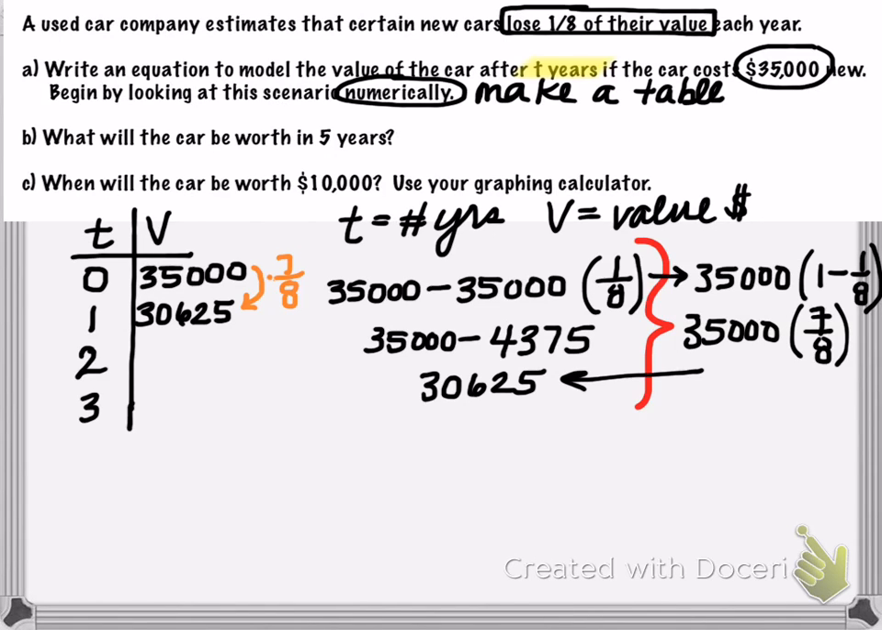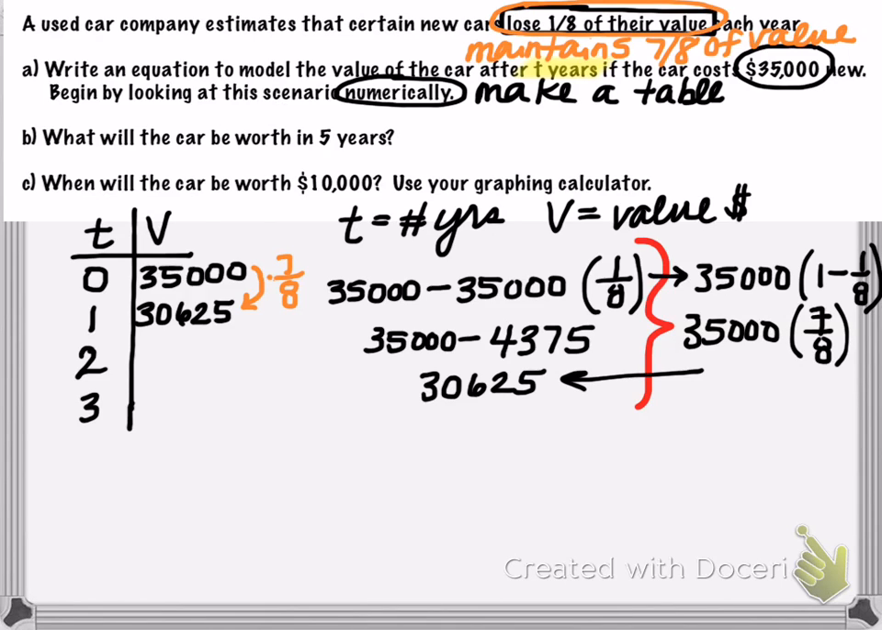So another way to think about this is to go up top here where we decided that the car is losing 1/8 of its value. You might make note that that would be equivalent to maintaining 7/8 of its value. So if it loses 1/8 of the value, then it's going to maintain 7/8 of the value. And that's another indicator that we have a multiplier of 7/8.